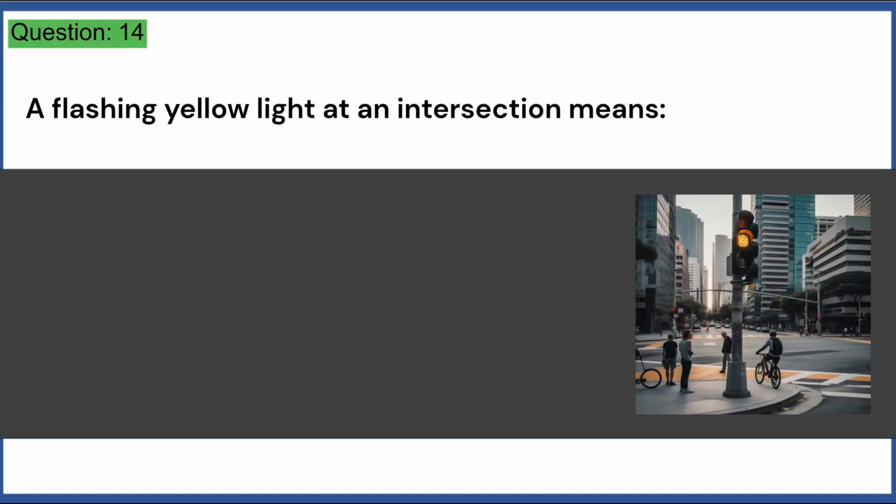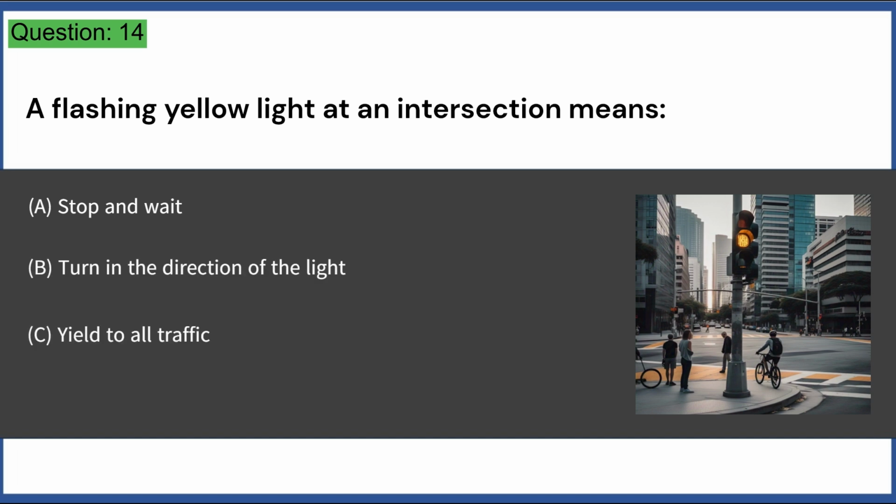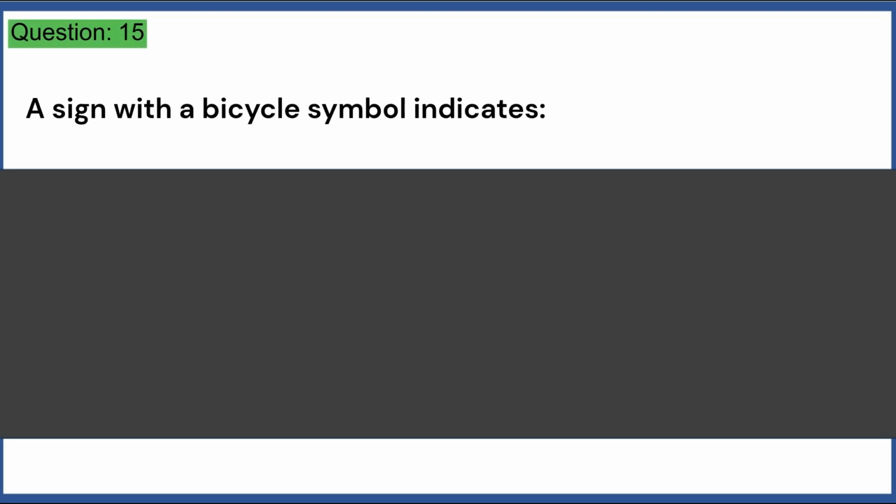A flashing yellow light at an intersection means: A. Stop and wait. B. Turn in the direction of the light. C. Yield to all traffic. D. Proceed with caution. Answer: D. Proceed with caution.